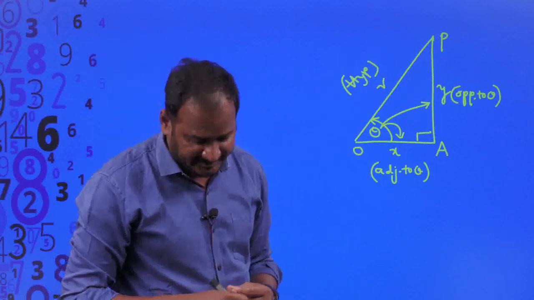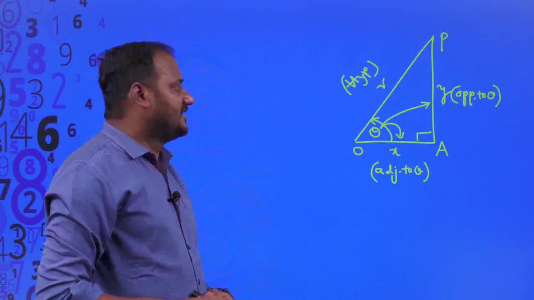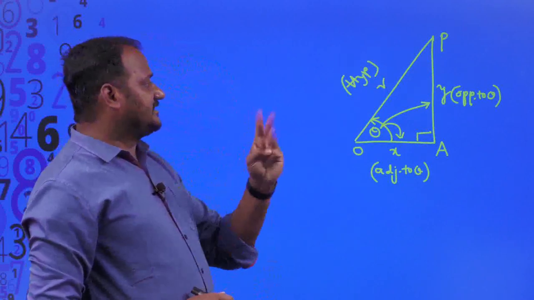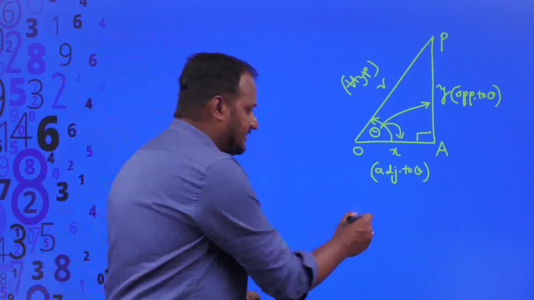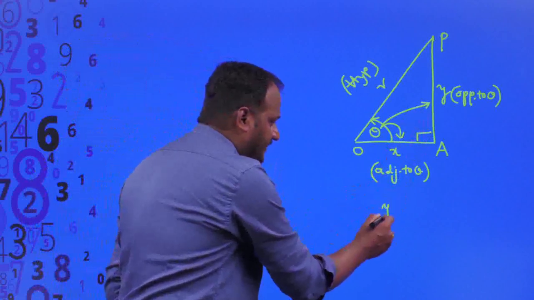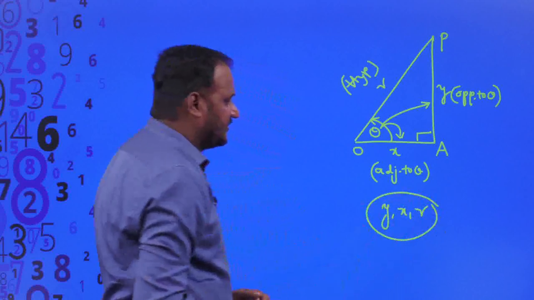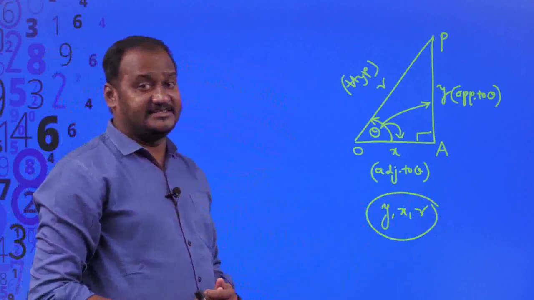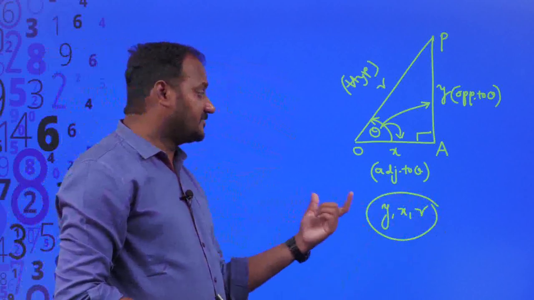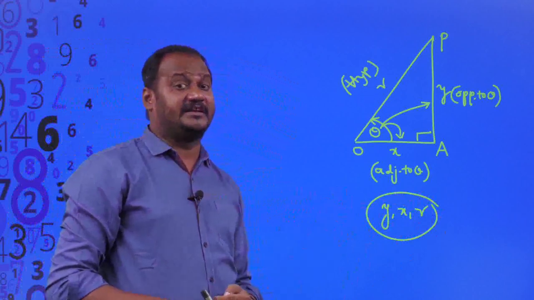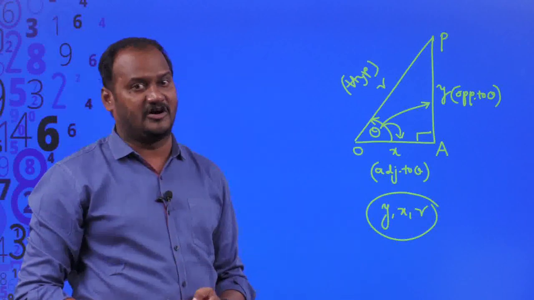That is the hypotenuse. Now, coming to the point, there are totally three sides. Those three sides are: the first side is Y, the second side is X, and the third side is R. So there are totally three sides of the triangle. With the help of these three sides, how many ratios can be formed?